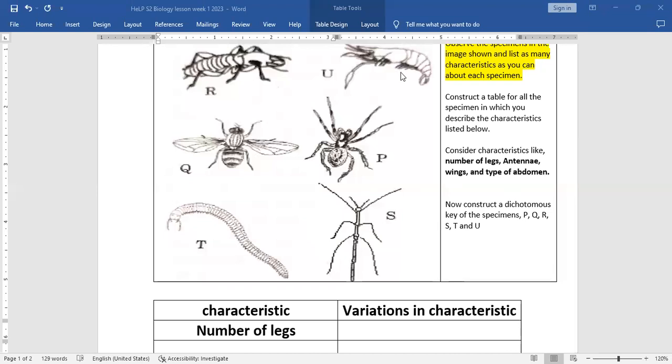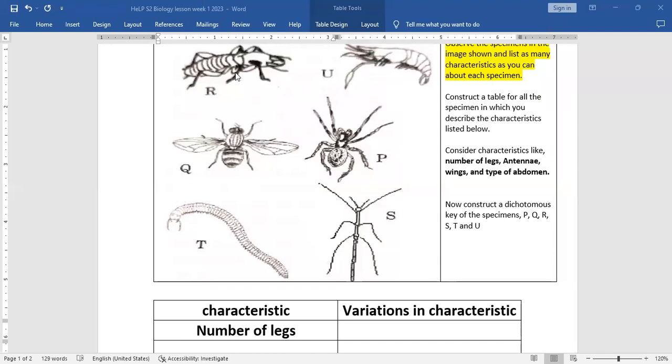10 legs. 10 legs. 5 pairs. 8 legs. 10 legs. Now I'm disappointed. Some of you are not recording what we agree, and it's going to affect you when you're constructing the dichotomous key. So U has 10 legs.